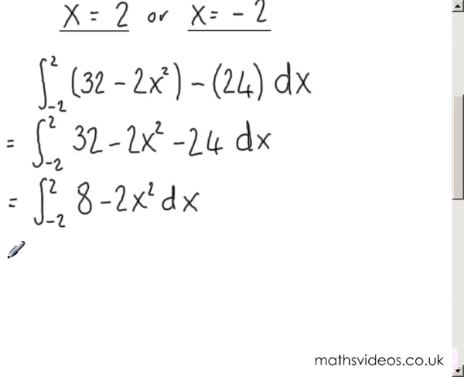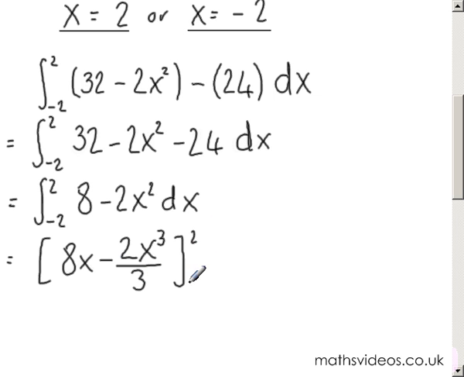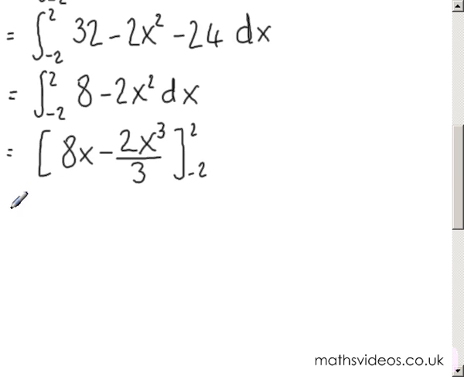Now we're ready to integrate. So first of all, integrating 8, that just becomes 8x, and then 2x squared, so add 1 to the power, which means it's cubed now, and divide by the new power, which is 3. So again, what we need to do next is write down two brackets. We're going to write down our new expression in each bracket. In the first bracket, we will substitute in 2, and in the second bracket, we will substitute in minus 2.